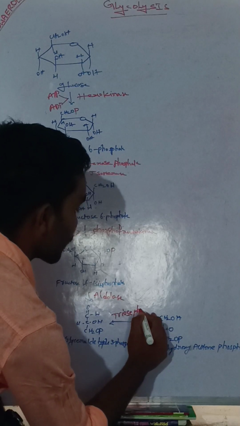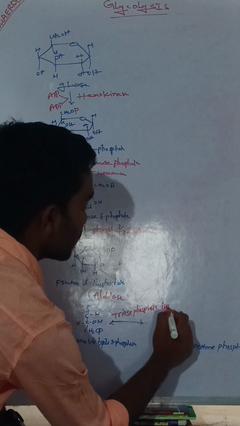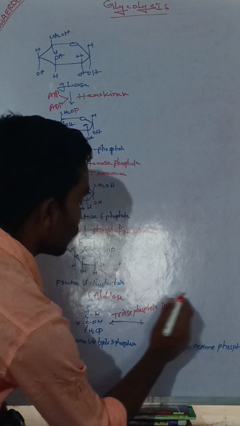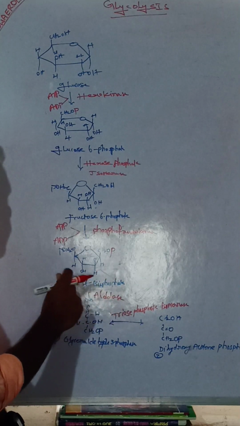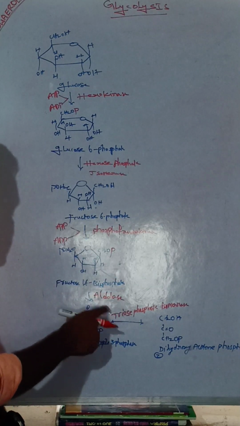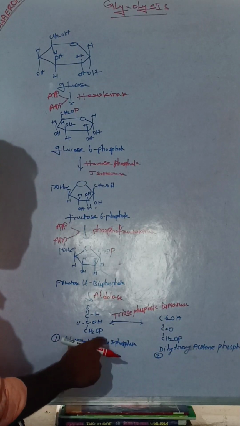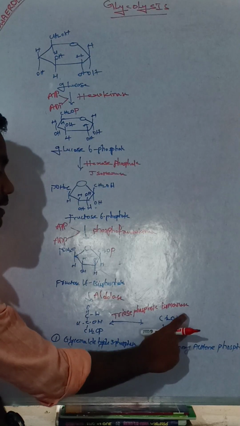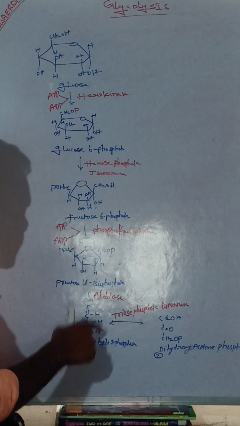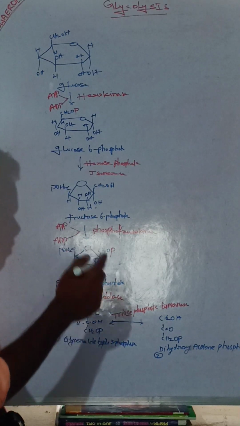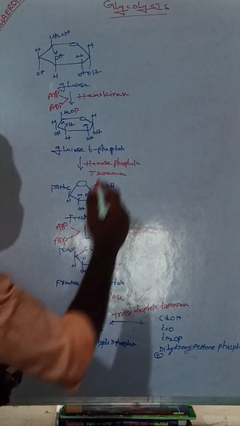Triose phosphate isomerase. What is the role of this enzyme? After the cleaving of the fructose 1,6-bisphosphate by the aldolase enzyme, we get glyceraldehyde 3-phosphate and dihydroxyacetone phosphate. Now dihydroxyacetone phosphate again turns to glyceraldehyde 3-phosphate in the presence of triose phosphate isomerase. Then after, these molecules undergo the further process.